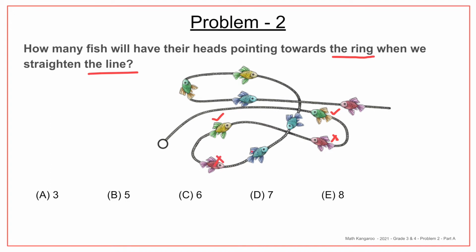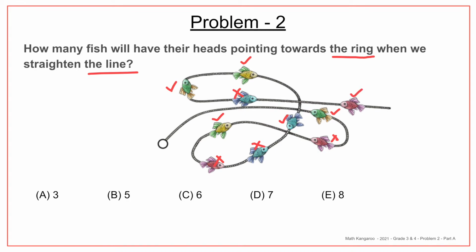This is the fish not pointing. This is the fish not pointing. This is the fish pointing. And this is the fish pointing. This is the fish pointing. This is not the fish pointing towards the ring. And this is the fish pointing.